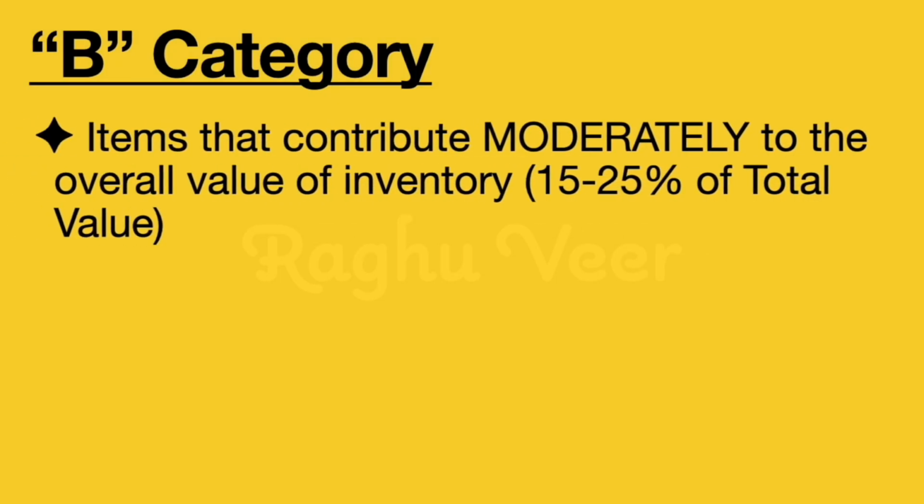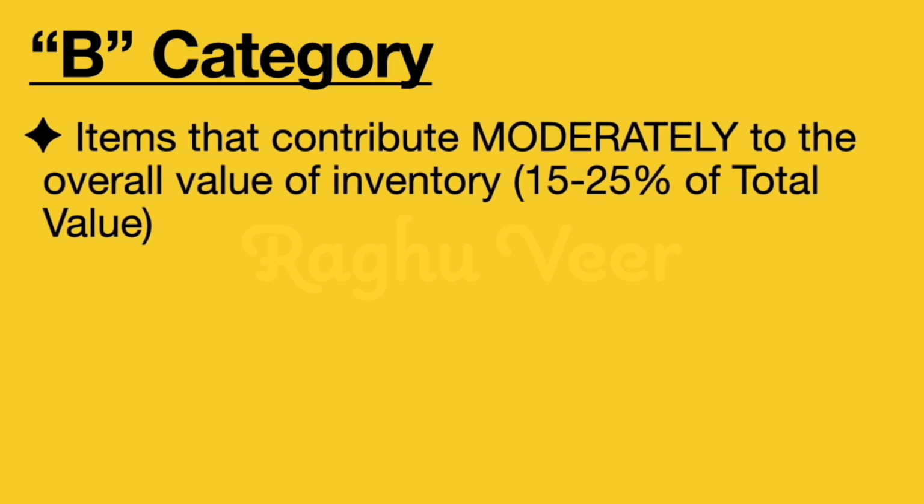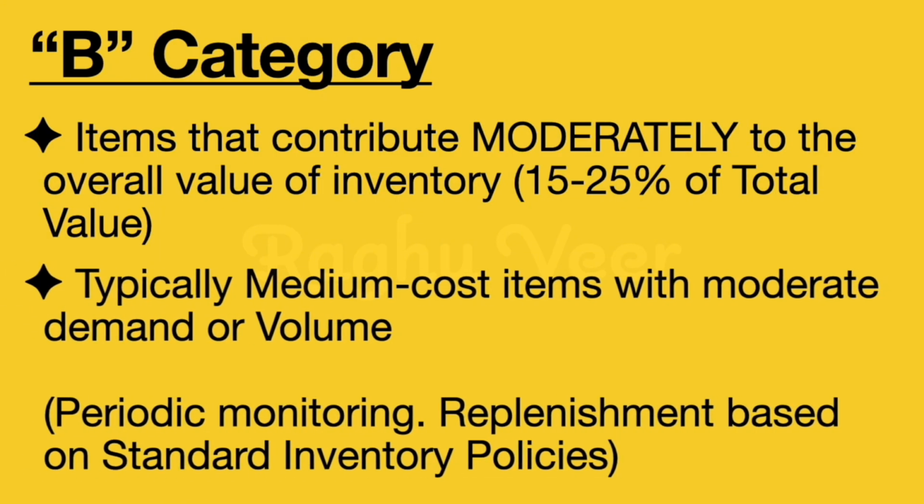Because these are high cost items, we need to monitor them closely and should be able to accurately forecast the demand. Coming to B category items, these contribute moderately to the overall value of the inventory, around 15 to 25% of the total value. These are typically medium cost items with medium demand or volume. For these type of items, we could do periodic monitoring and standard inventory practices for replenishment.